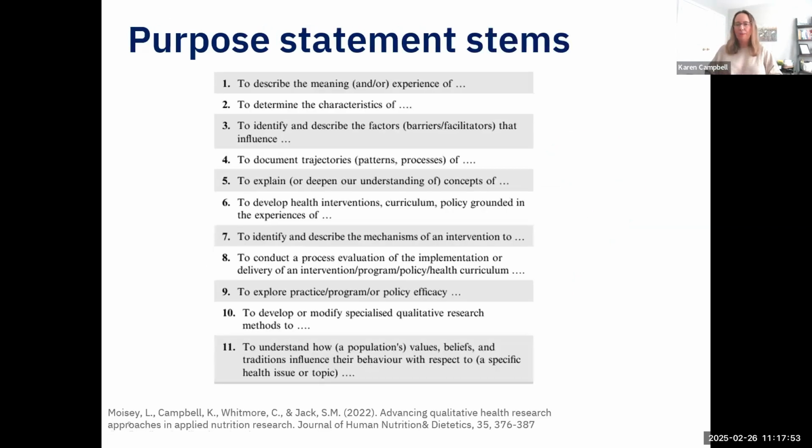So often our purpose statements will have stems, and this is a paper that I wrote with Moisey, and it has these stems of how we can start these purpose statements. So to describe the meaning of, to determine, to influence, to identify, document, to explain, to develop. So these are some ways that you might see a problem statement starting.